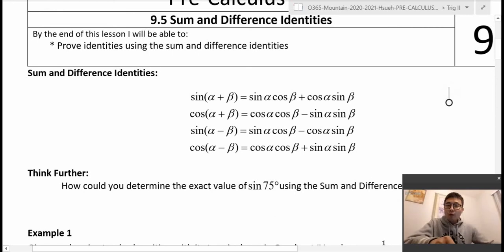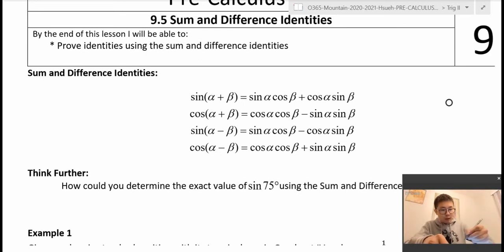All right, welcome back to 9.5, and we are looking at sum and difference identities today. Just like in the previous two lessons, we are going to be solving equations and proving equations, but we're also going to simplify the expression a little bit today as well, okay? So here we go, sum and difference identity.